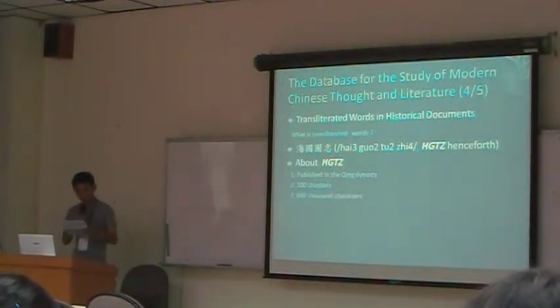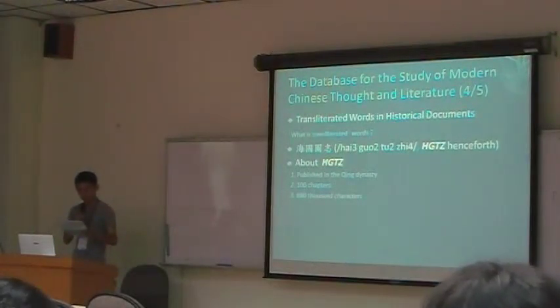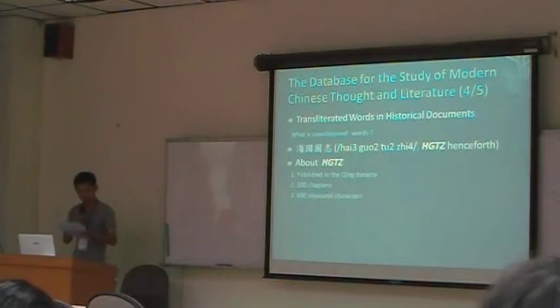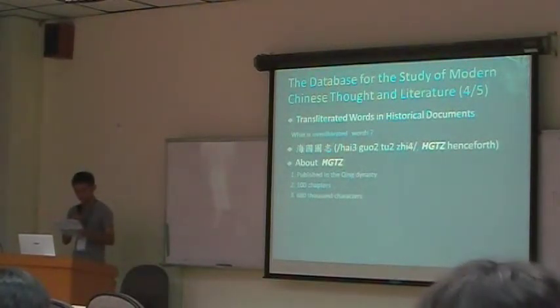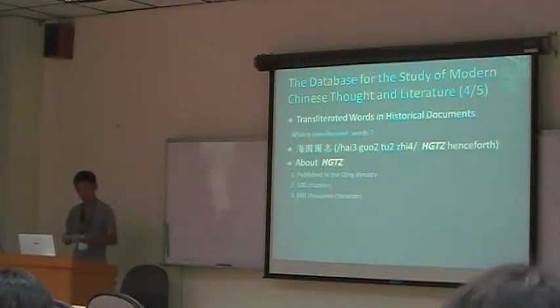Okay, we are going to talk about another topic, transliterated words in historical documents. And the question comes to my mind: what are transliterated words? Take an example. Concepts represented by words like president and democracy were new to Chinese, and how people rendered these concepts in Chinese words is important for the study of these concepts in Chinese history. So we use 海国图志 as an experimental material.